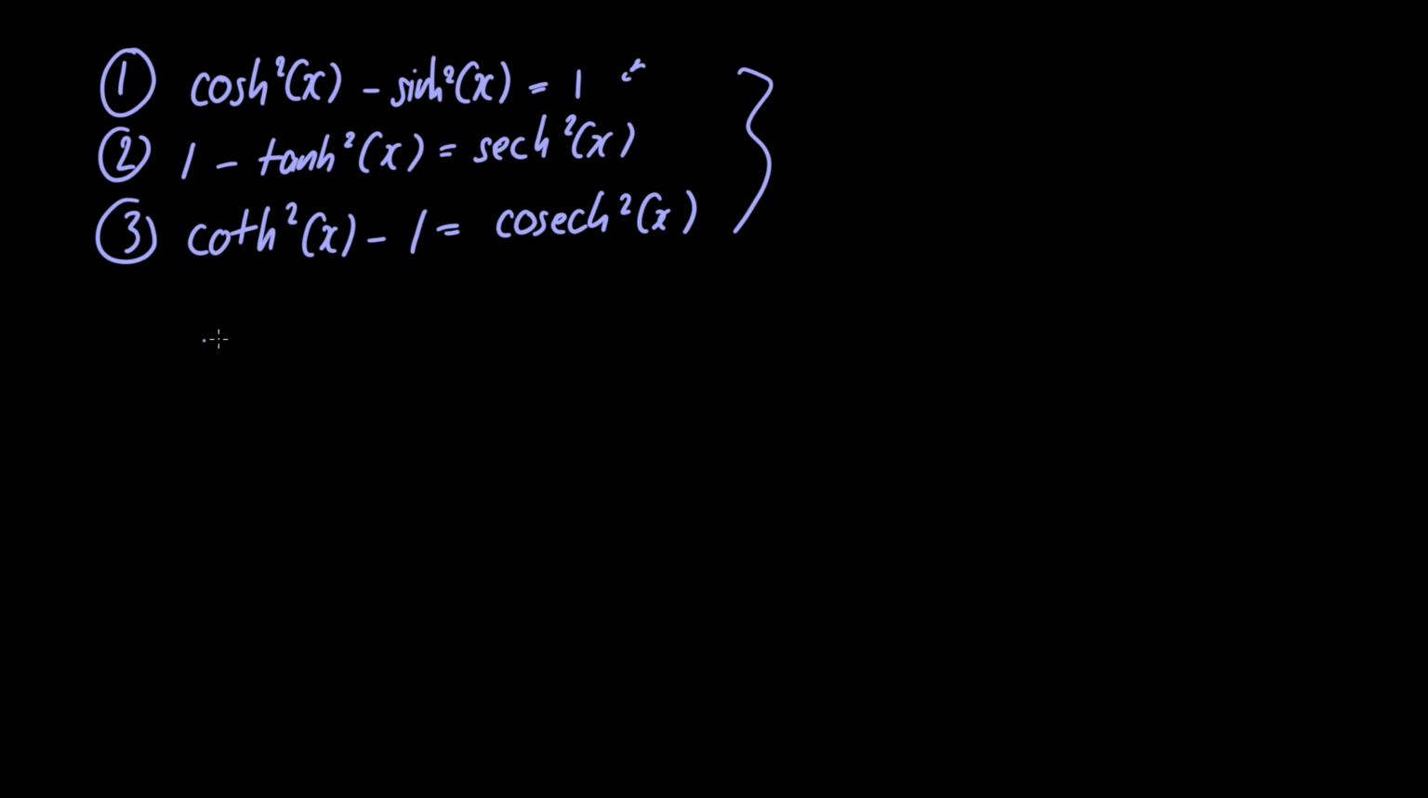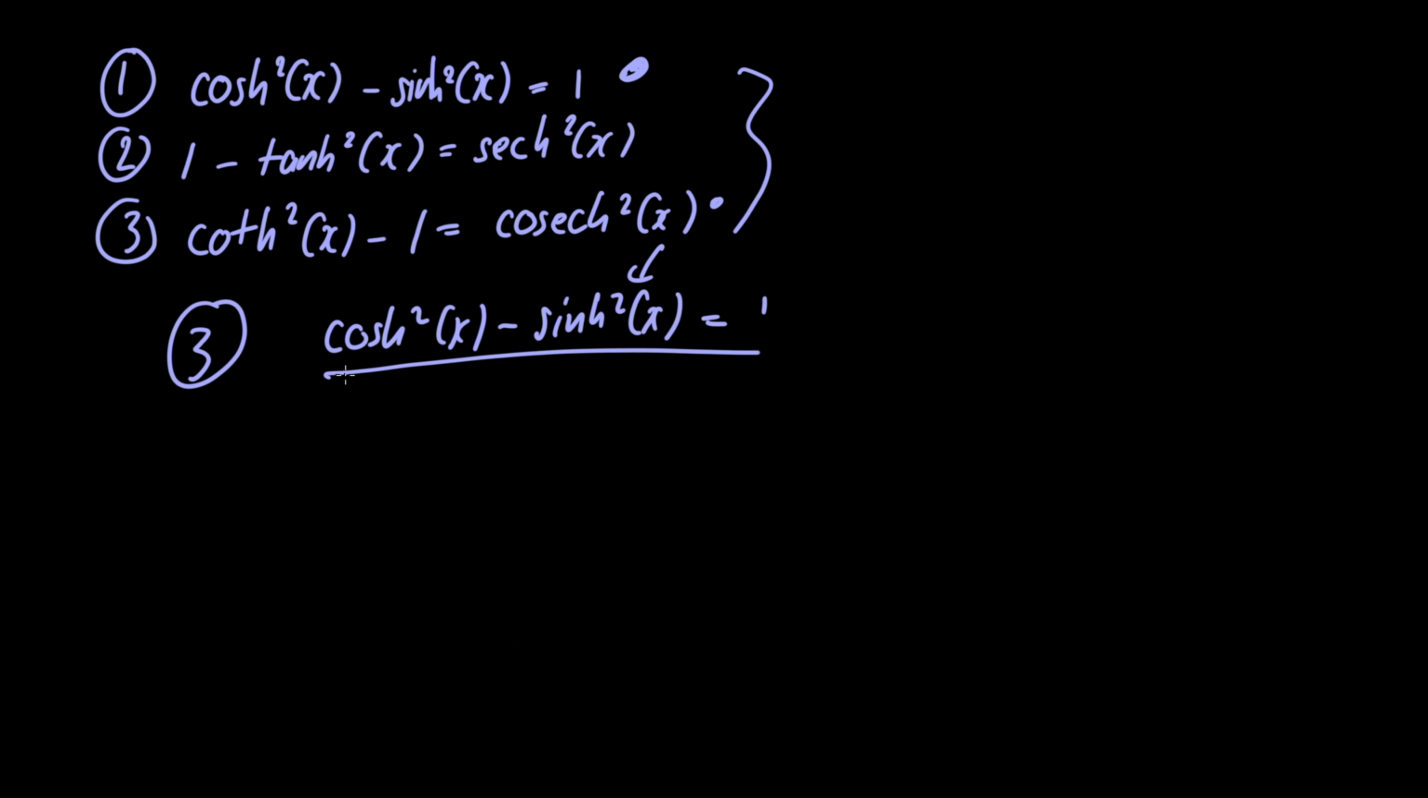Now let's prove the third and final identity. If we were starting at identity number 1, we would have hyperbolic cosine squared of x minus hyperbolic sine squared of x is equal to 1. If we wanted to get here from this, we would need to divide everything by hyperbolic sine squared of x. That would give us hyperbolic cotangent squared of x minus 1 equals hyperbolic cosecant squared of x.